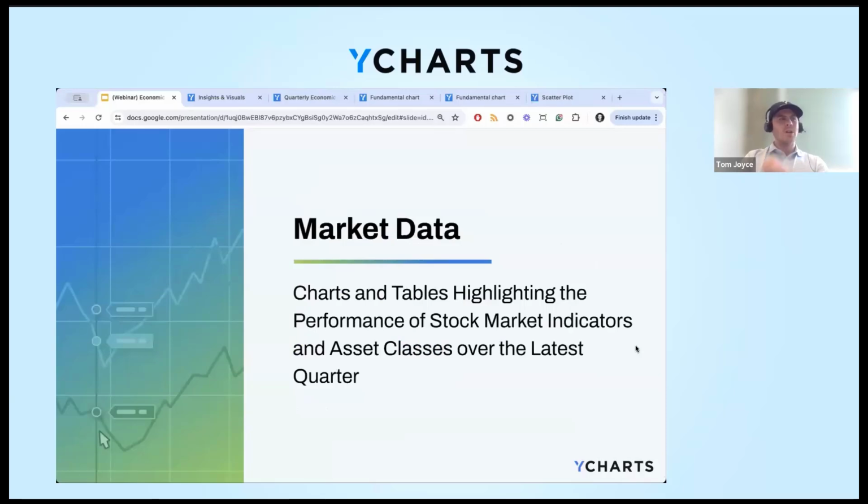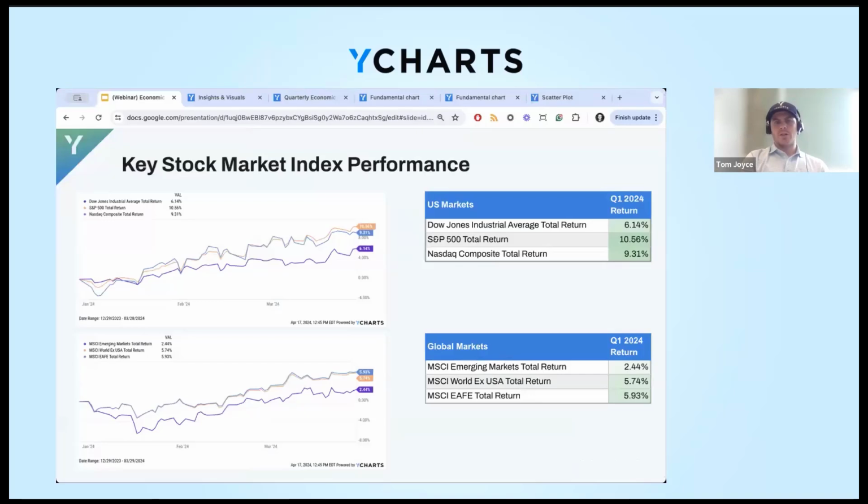Awesome. Thanks, Joe. So yeah, we're going to start with some market data, and we're going to take a look at some charts highlighting key stock market index performance here. So we're looking at Q1 2024. And we can see how the Dow Jones, the S&P, and the NASDAQ performed in the top left corner chart. And then down below in the bottom left-hand corner, we have the MSCI indices, tracking the emerging markets, the world ex-US, as well as the EFA.